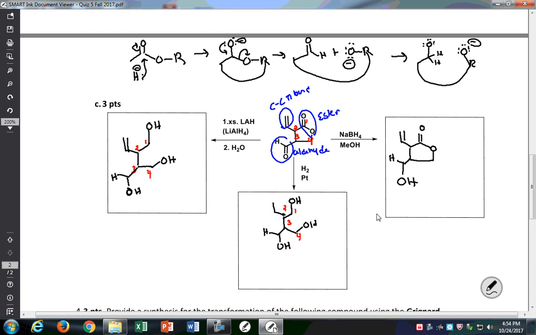Now there's really no reaction that we're talking about now that will reduce an ester and not reduce an aldehyde or a ketone. Now we will talk about some later on and how we can do that, but as of now we have not learned how to do that.